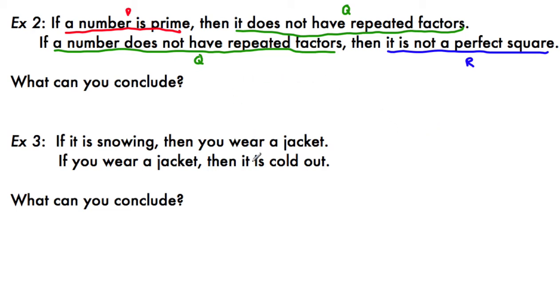Okay, go ahead in your notes and write the conclusion to these two major premises. Alright, I'm going to go ahead and look at example number 3. It says, if it is snowing, then you wear a jacket. If you wear a jacket, then it is cold outside. Actually, why don't you go ahead and do that one in your notes as well. Okay, so two good examples that I'll look at when I check your notes.